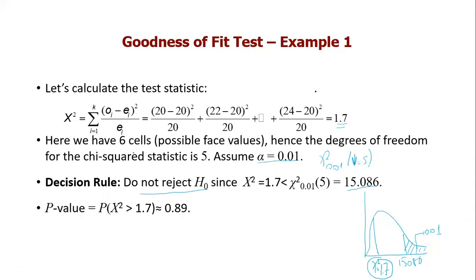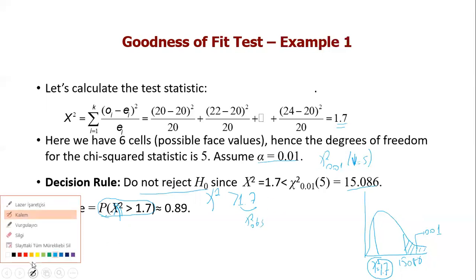If you calculate the p-value, what is the p-value? This is the probability expression for a p-value. Please be careful with this. This is not x squared, but chi-square. Chi-square has a shape like this, a curve. So this is the probability that chi-squared is greater than 1.7. Remember, 1.7 is chi-squared observed.